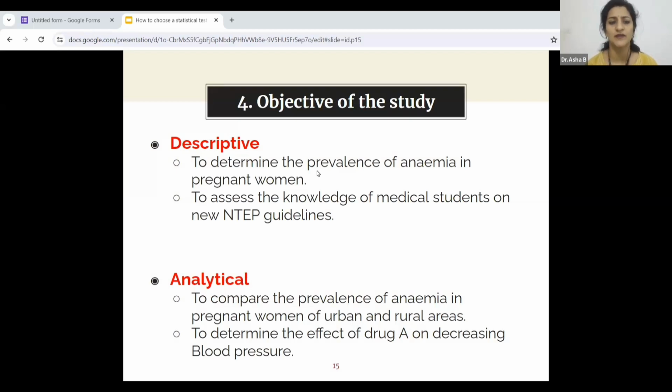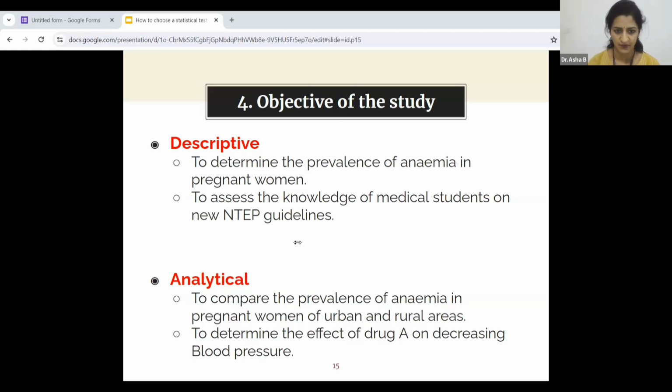The last point, the fourth and the most important point, is the objective of the study. So under statistics, the objective of any study falls under two categories. It can be descriptive or it can be analytical in nature. If the objective states describing the sample, then we choose descriptive statistics. Example: to determine the prevalence of anemia in pregnant women, or to assess the knowledge of medical students on any guidelines.